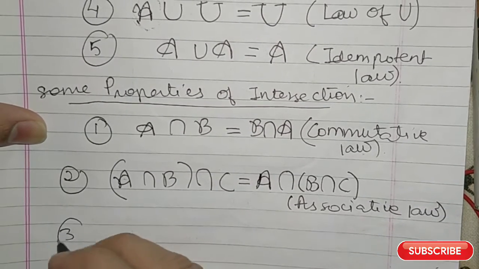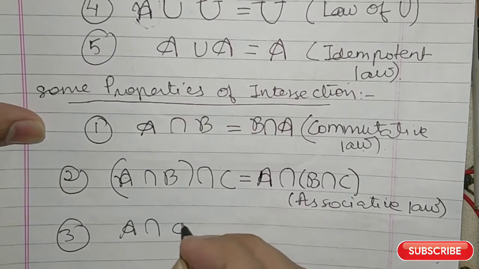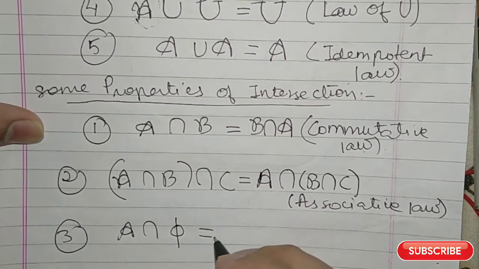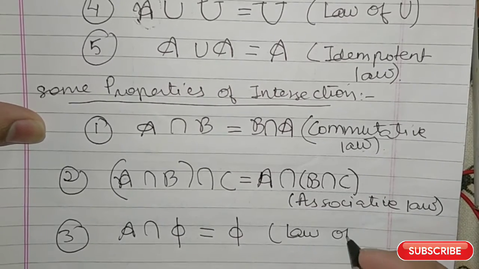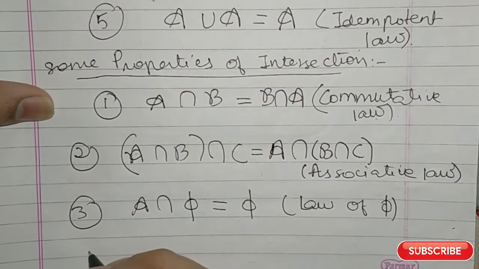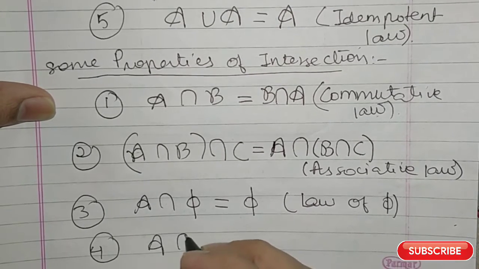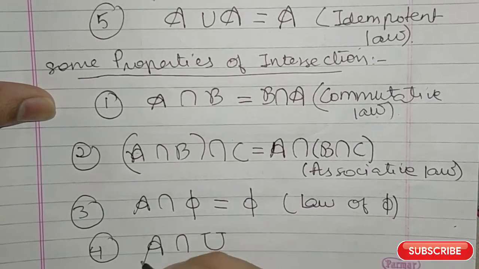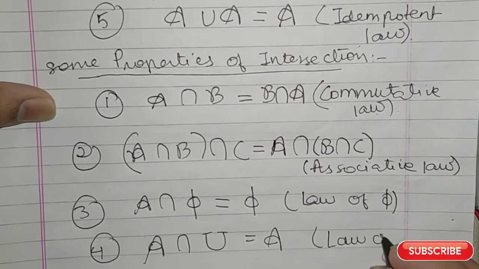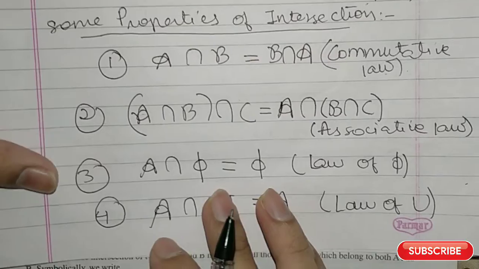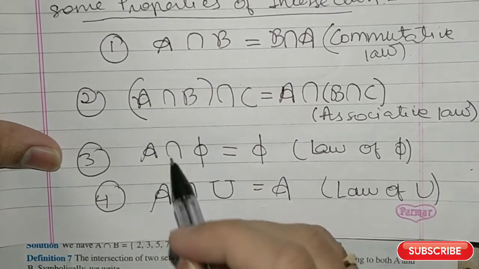Then the third property is A intersection the empty set will be equal to the empty set. This is known as the law of the empty set. Then fourth is A intersection the universal set will be the set A. That is known as the law of U. So these are the two laws.